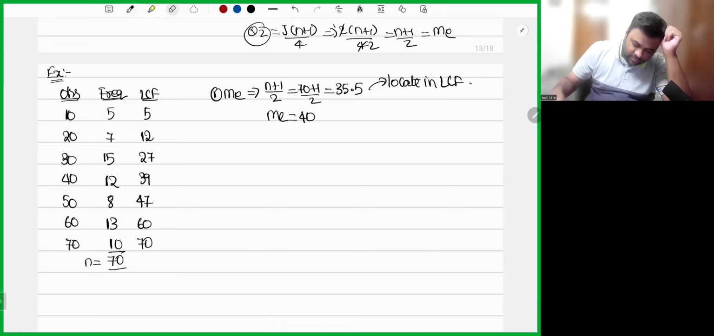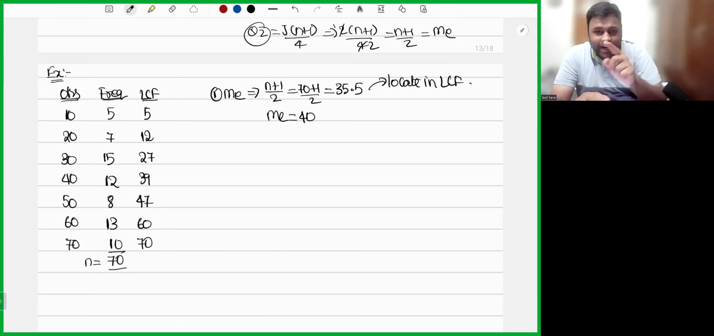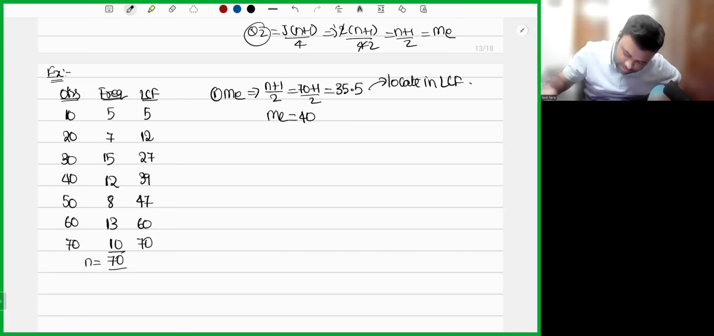See, simple. First, you will do LCF. After that, you will apply the individual data formula. First, do LCF, then apply the individual data formula. After applying the individual data formula, you will locate it in LCF. Its respective observation will be the answer. Okay, let me give you a few more examples.